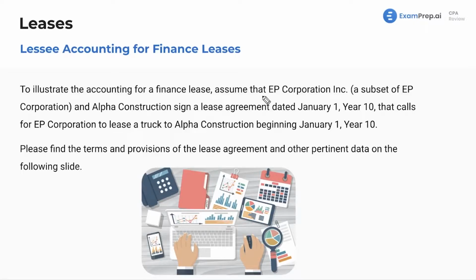So assume that EP Corporation Inc. is a subsidiary of EP Corporation, and Alpha Construction sign a lease agreement dated January 1st, year 10, that calls for EP Corporation to lease a truck to Alpha Construction beginning January 1st, year 10. Please find the terms and provisions. We're going to find everything later on. So this is the information we're going to be using from now on.